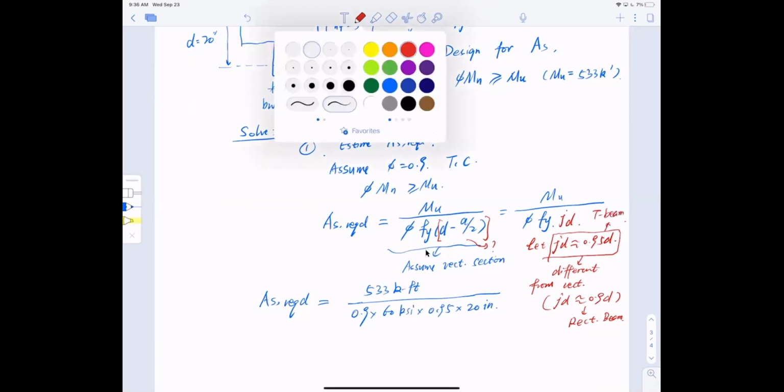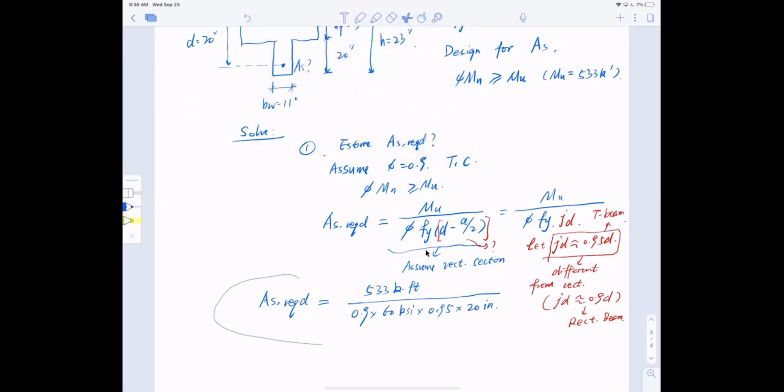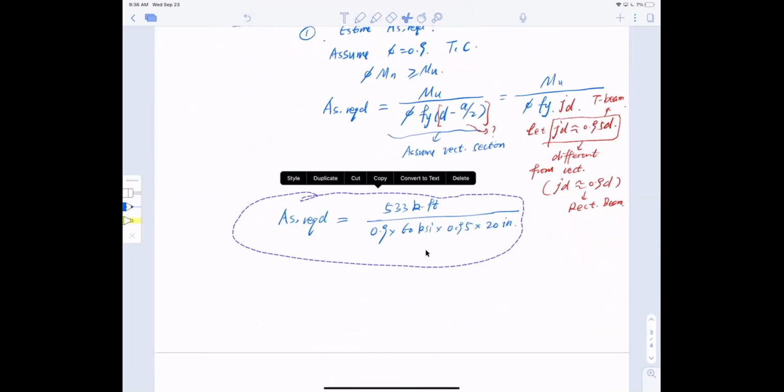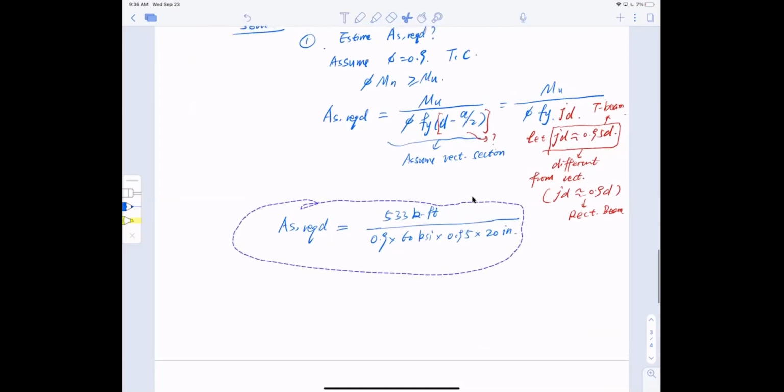Okay, again, let me put this thing down a little bit. Hey, Bob. Yes, sir. What's up? Do we need to take the 533 and multiply it by 12 to get inches? Oh yeah. Just bear with me a second.